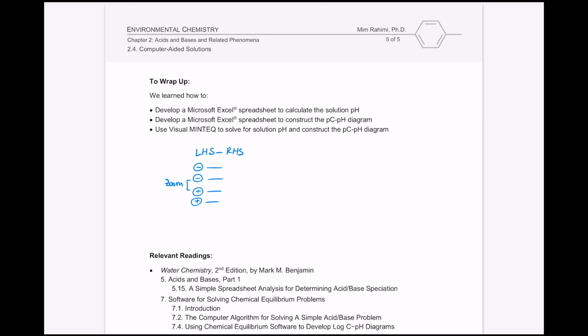And for Visual MINTEQ, we basically had the platform where the input was the total concentration. We showed that we can change the activity coefficient model. We can also sweep some variables so that we could construct the pC-pH diagram eventually. And then we saw that there's a very good agreement between the result we got from Excel and the result that we got from the software.